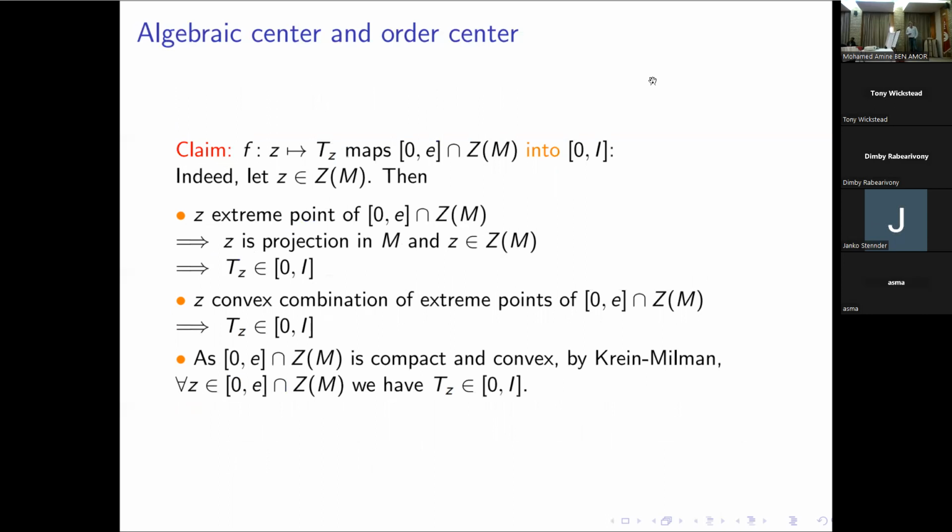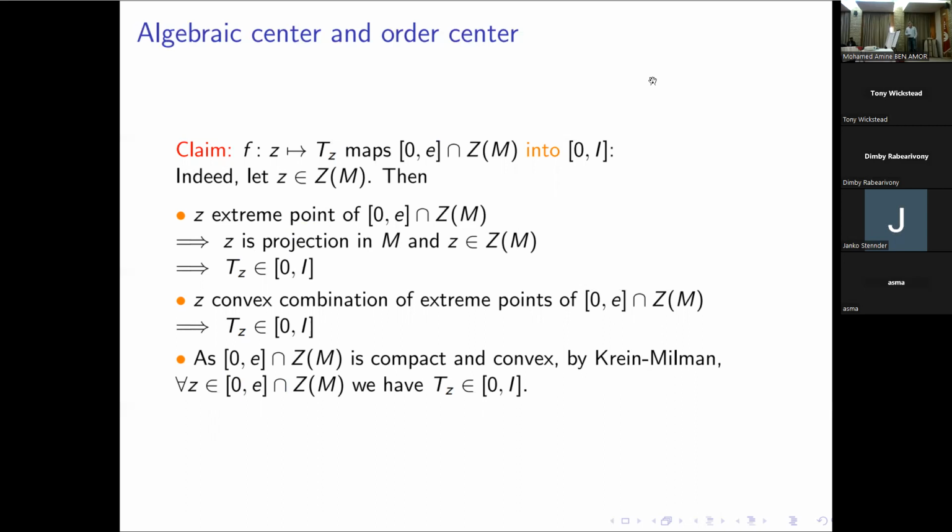Okay, now we split up into "into" and "onto". To see that everything here is mapped to something in the order interval, we do it first for one extreme point of this set. Then that is a projection by the previous lemma, and it is still in the center. And then it is known that for a projection in the center, the multiplication operator is in this order interval of operators. This is in the book of Alfsen and Schultz. Well, the ingredients are there.